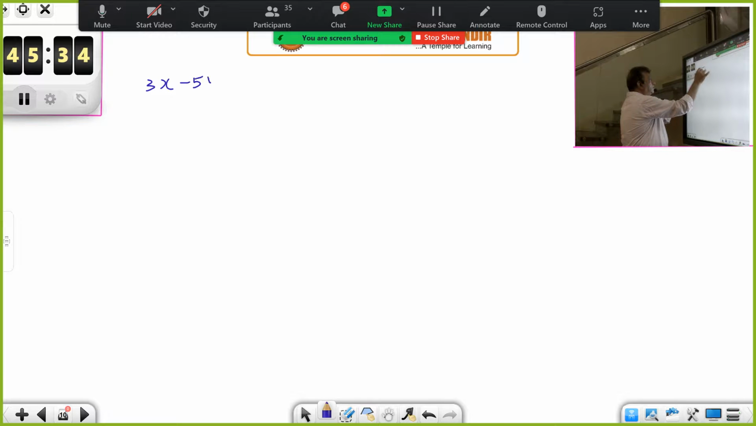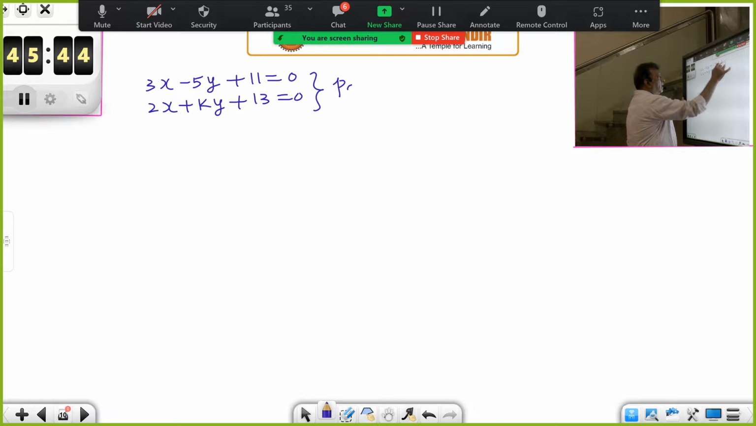3x minus 5y plus 11 is equal to 0 and 2x plus ky plus 13 is equal to 0 are parallel. Shilpita, are you there in the class? Yes, sir. Now find the value of k. Given that the two lines are parallel, find the value of k.